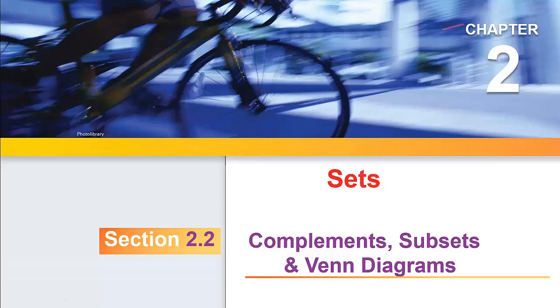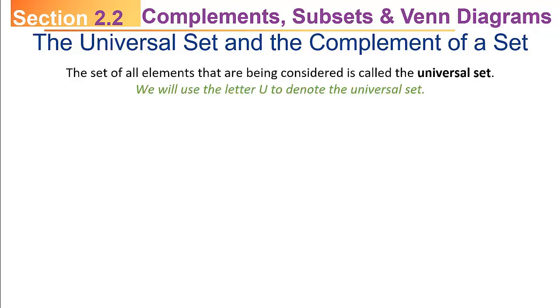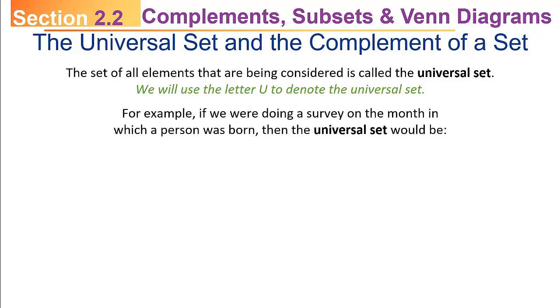Today, as we continue our study of sets, let's talk about complements, subsets, and Venn diagrams. I want to begin by talking about something called the universal set and its complement. The set of all elements that are being considered is called the universal set. We'll use the letter capital U to denote the universal set.